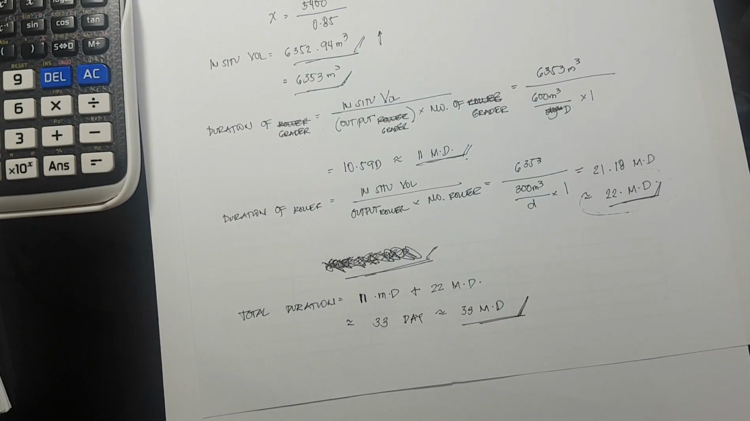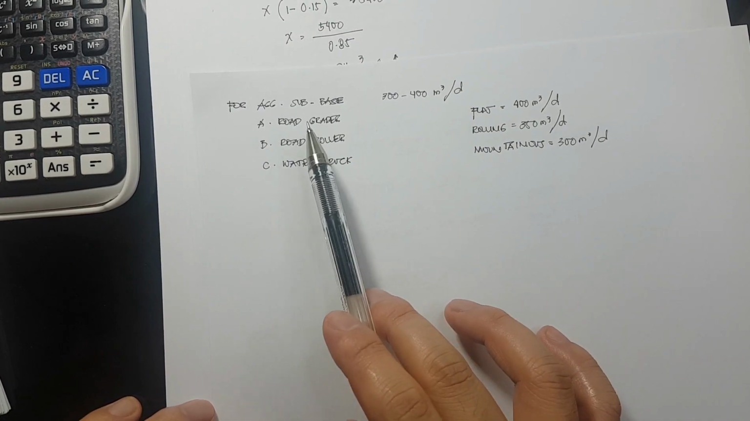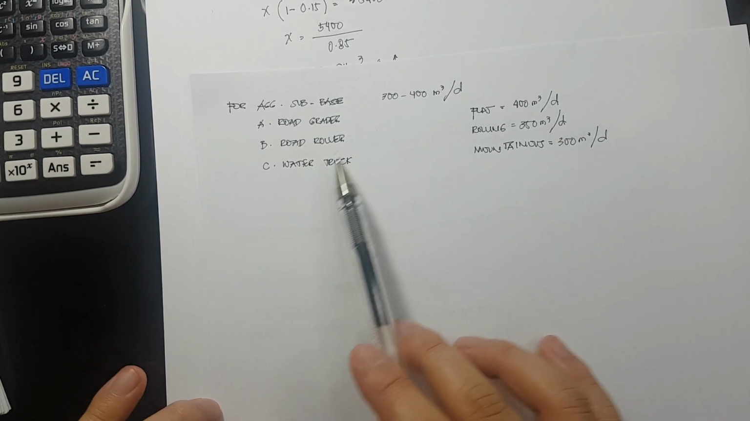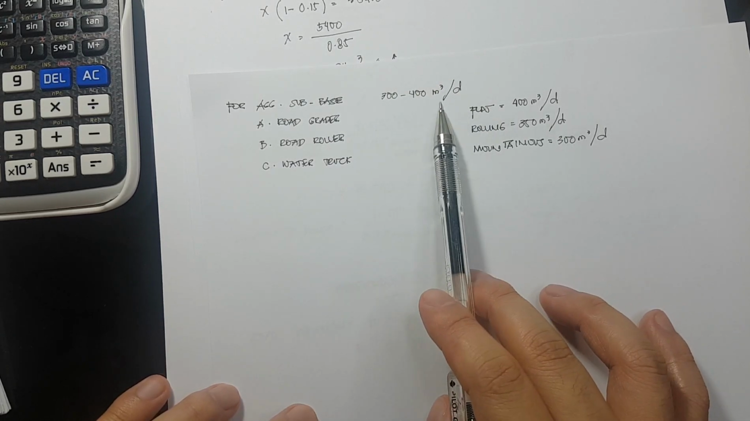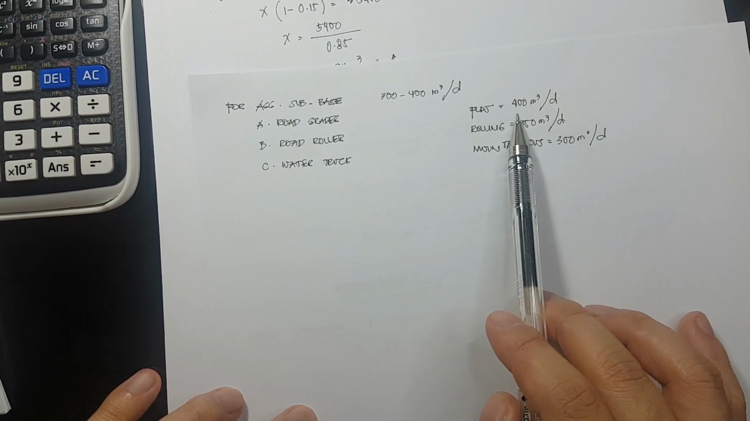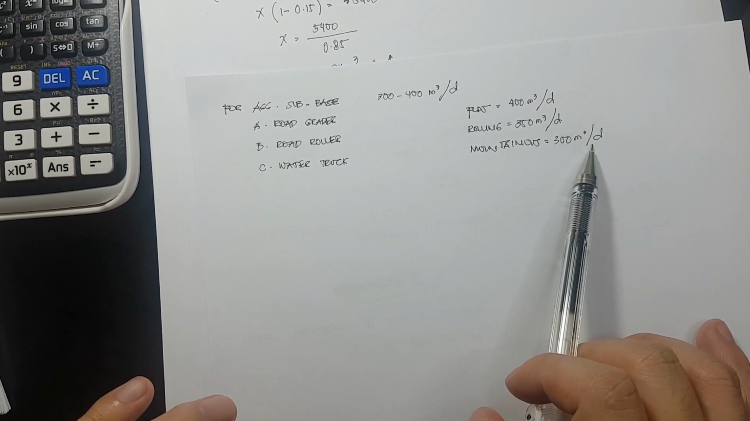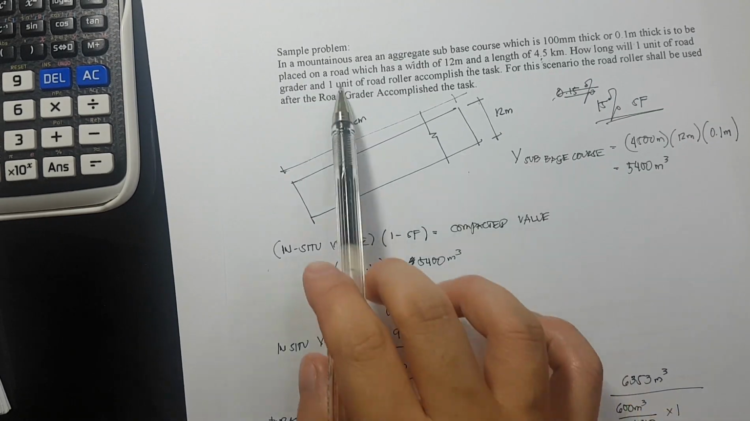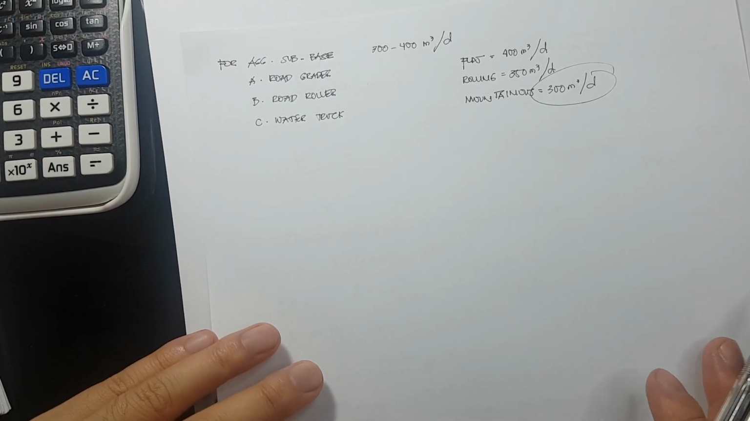Now, for option number 2, we have here the output of a gang, which is composed of road grader, road roller, and water truck. Okay? Now, it has a productivity rate of 300 to 400 cubic meter per day. If it is a flat terrain, we can maximize it to 400 cubic meter per day. If it is a rolling terrain, 350 cubic meter per day. If it is mountainous, 300 cubic meter per day. Now, according to the problem, it is a mountainous area. Therefore, we are going to adopt the 300 cubic meter per day.